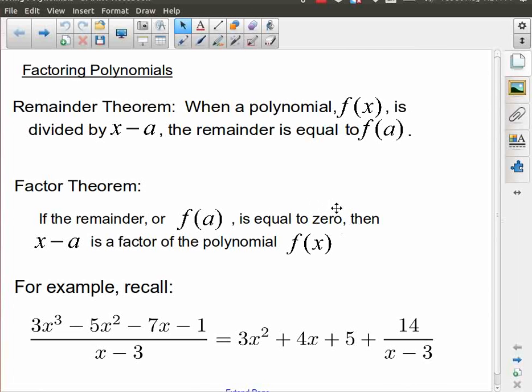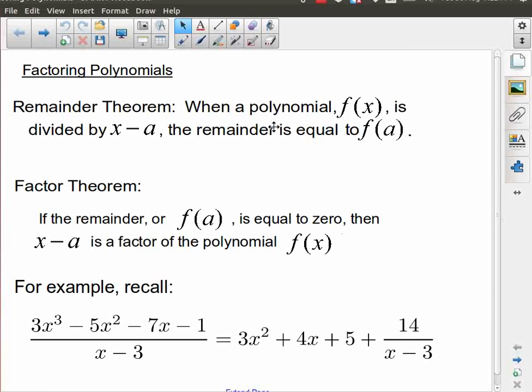For this lesson, we're going to be looking at factoring polynomials. This lesson is really a continuation of the previous lesson, which was on doing division using polynomials, or division of polynomials, because a lot of the mechanical skills from the previous lesson are important to this.